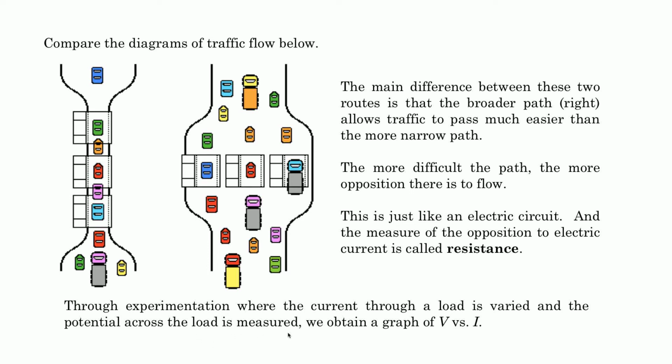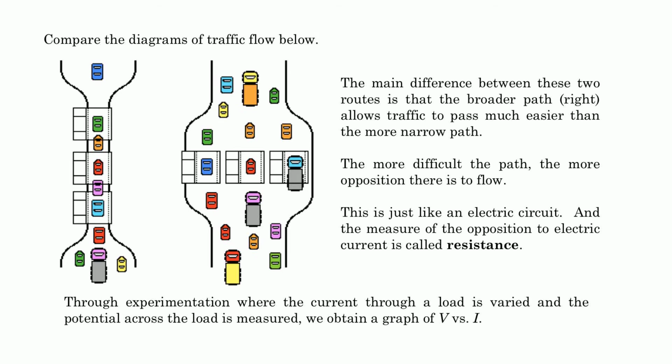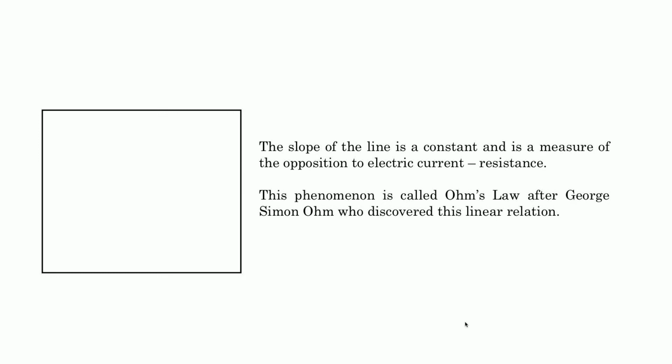And so we can do lots of experiments where the current through a load is varied and the potential across the load is measured. Really, what we could do is graph current versus potential. If we were to do an experiment like this of potential versus current, we get a pattern that looks something like this. This kind of phenomenon is known as Ohm's Law. In a given circuit with a given resistance, we get a linear relationship.